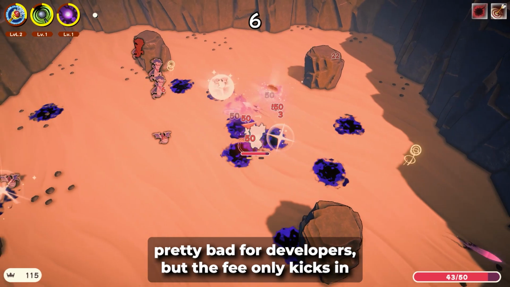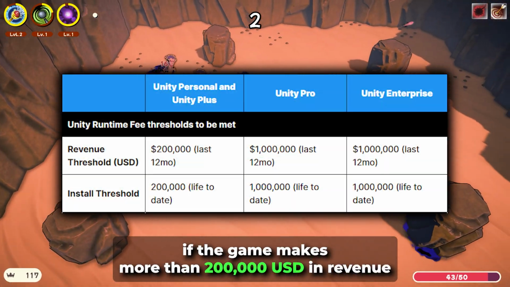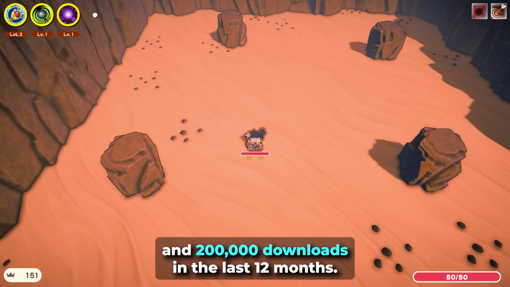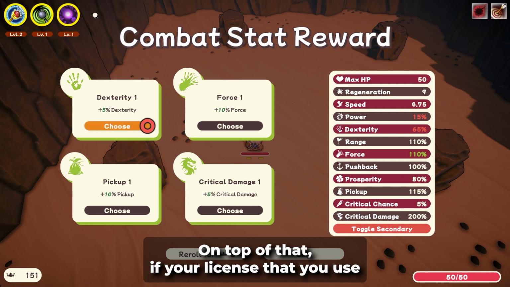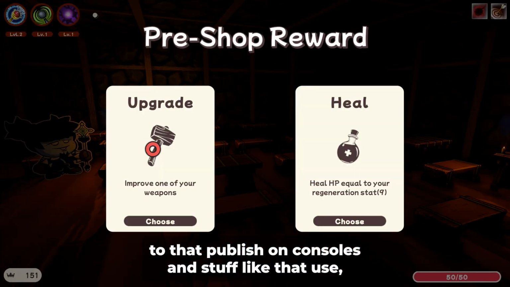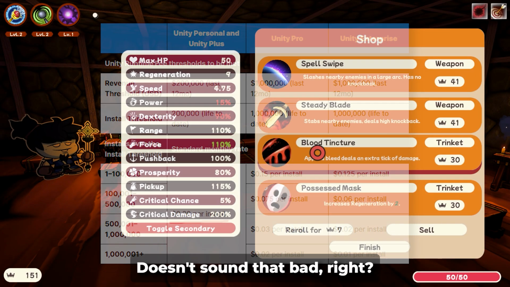Now, this already sounds pretty bad for developers, but the fee only kicks in if the game makes more than $200,000 in revenue and 200,000 downloads in the last 12 months. On top of that, if the license you use is Unity Plus, which is what most indie developers I've talked to that publish on consoles use, then you only have to pay 20 cents per install. Doesn't sound that bad, right?